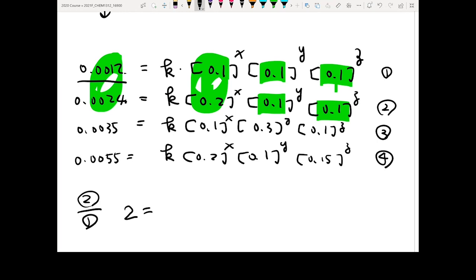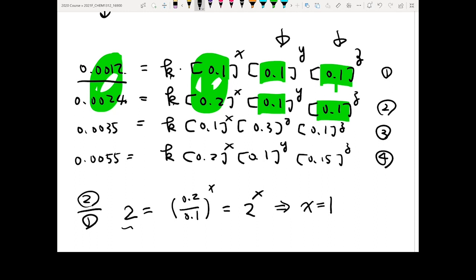Okay, on the right-hand side, k and k cancel out. This term cancels out, that term cancels out. On the right-hand side, the only thing that remains is 0.2 divided by 0.1 raised to the x power, which is going to equal 2 to the x power. Using 2 to the x power equals 2, therefore you can know x is going to equal 1. All right, so that's how you solve for x.